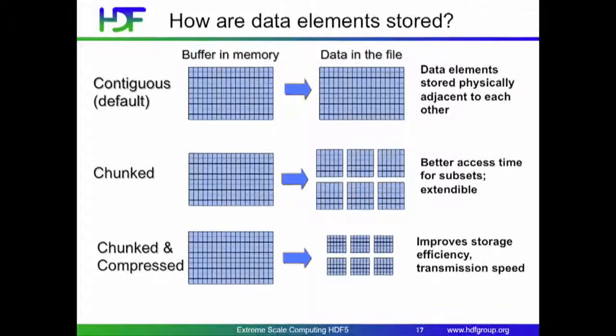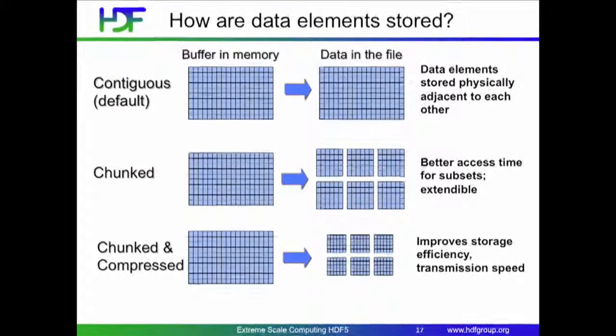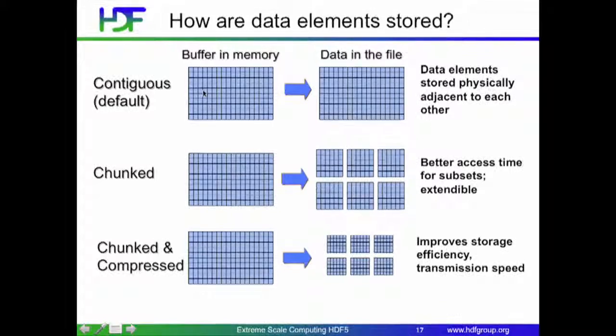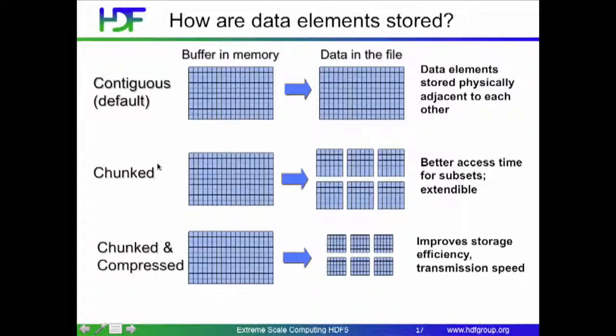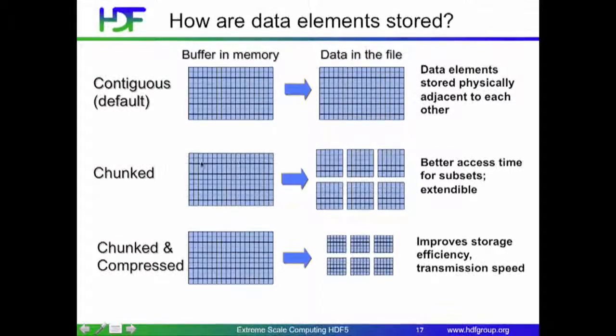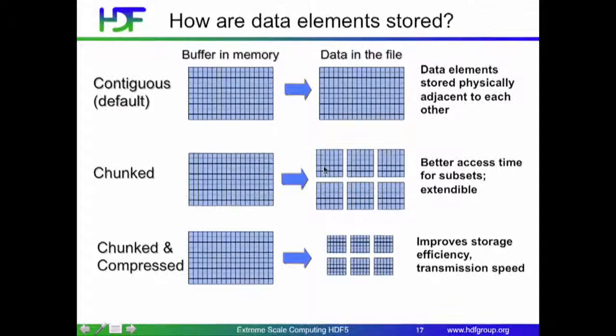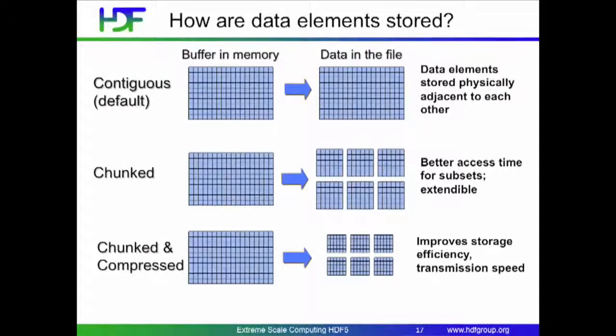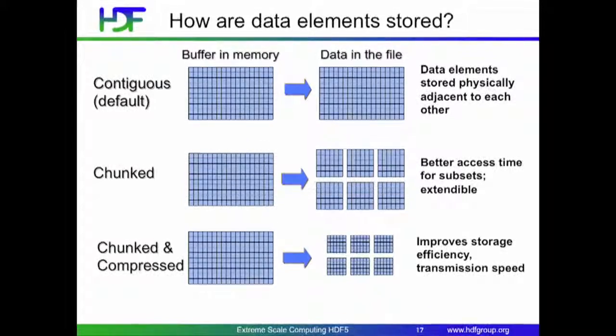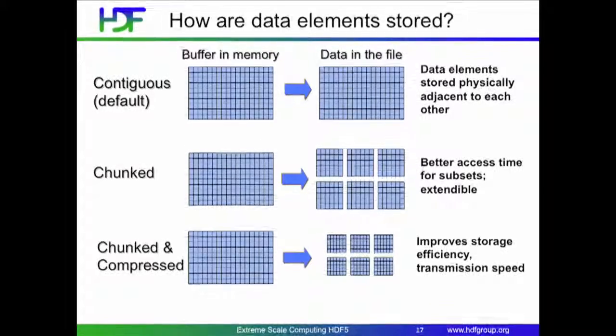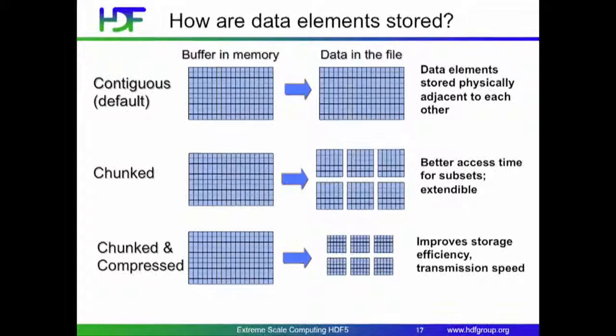So how are these data elements stored? You can store them contiguous. So if you have it in memory contiguous, you can also store it in the file as contiguous. Another concept in HDF5 is chunked data. So you have your full buffer in memory. You can chunk, so you can write little pieces of that array in little chunks. So each little part of that array will be sent to the file system, and then of course we index to get where each of those little chunks is stored.